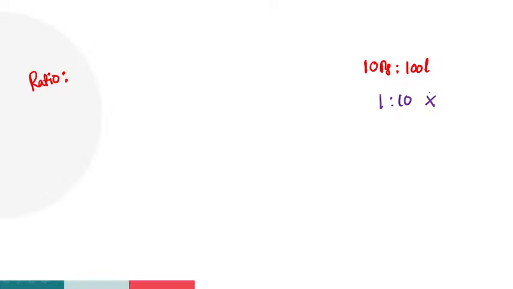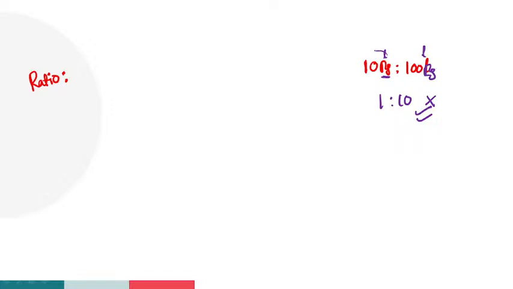Okay, right. So somebody is saying the answer is 1 is to 10. Very good, but it is a wrong answer, guys. Why? Because here 10 rupees is given, and here 100 liters is given. How can you calculate rupees and liters together? No. For example, 10 rupees and 100 rupees, then the answer is 1 is to 10. 10 liters and 100 liters, then the answer is 1 is to 10.